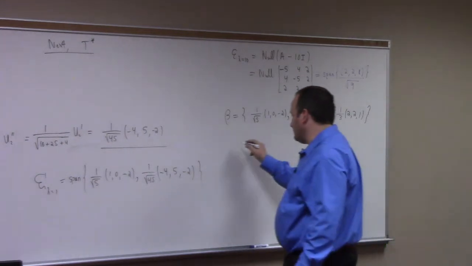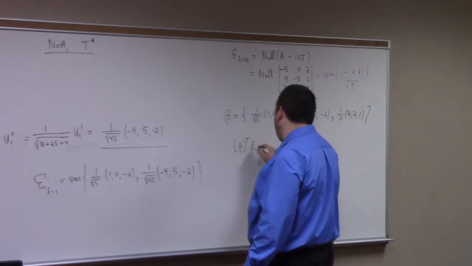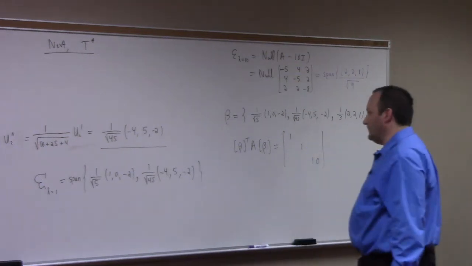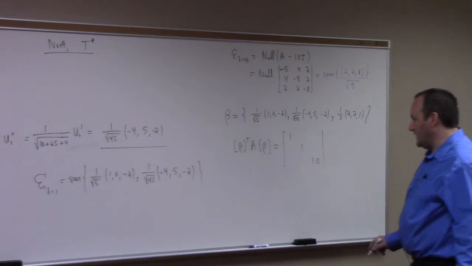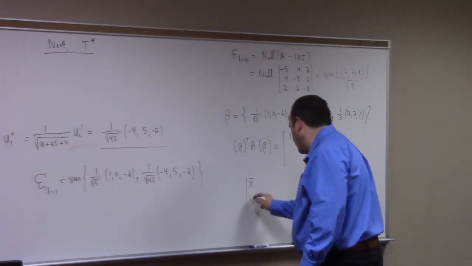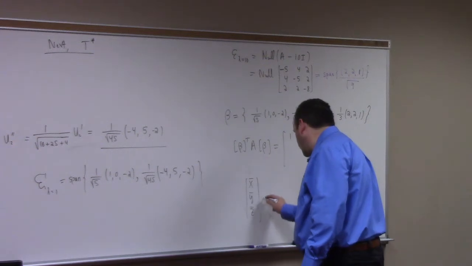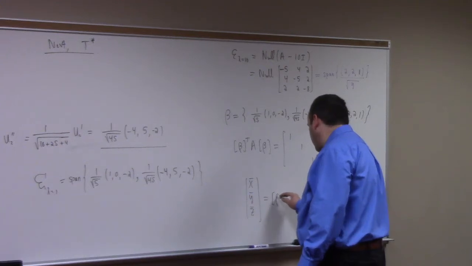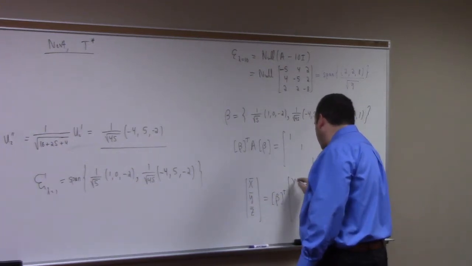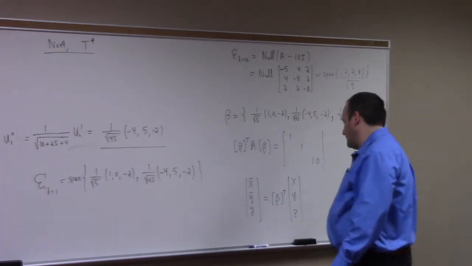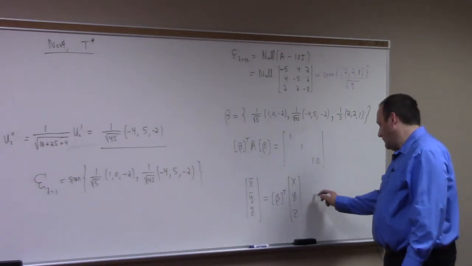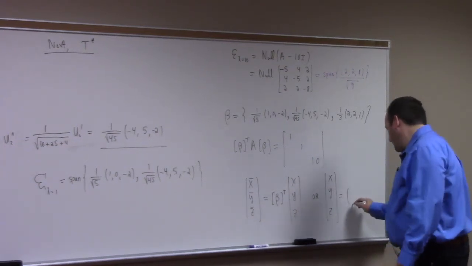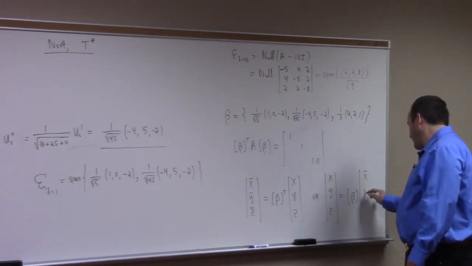And if you were to calculate beta transpose A beta, what would you get? You would get 1, 1, 10, like that. And you can define x bar, y bar, z bar. How would you define these? These would be equal to the basis matrix, right? Transpose times x, y, z. That would give me the formulas. Or we could also write x, y, z equals beta times x bar, y bar, z bar.